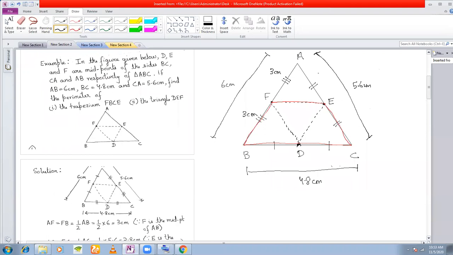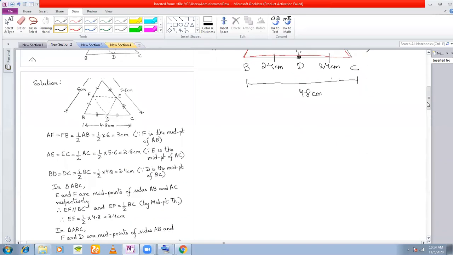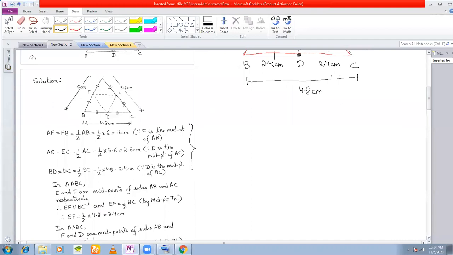Yes, sir. 5.6 is this entire length, and E is the midpoint, so this length is how much? 5.6 divided by 2, it is 2.8 centimeters, and this is also 2.8 centimeters, right? 4.8 centimeters is the length of BC, and D is the midpoint. That means this must be 2.4 centimeters, and this must be 2.4 centimeters, 4.8 divided by 2. Fine. So we've got all these lengths, and that is what I have done here. Next, another important observation.